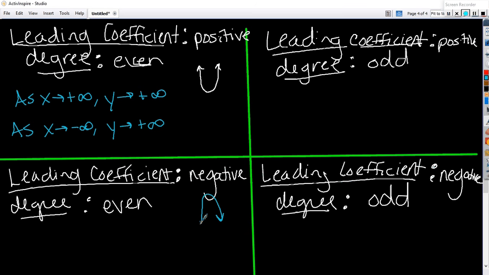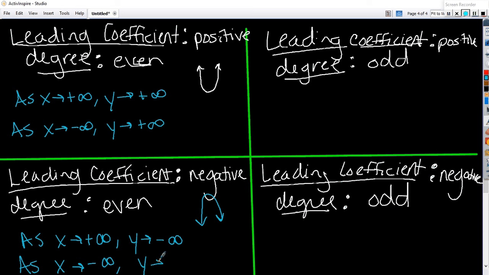Actually, let's go down and look at this one. I'm talking about something like a quadratic that goes down. Both ends in this case are going to go down. So if I'm on the right side, I'm going down. And if I'm on the left side, I am going down.